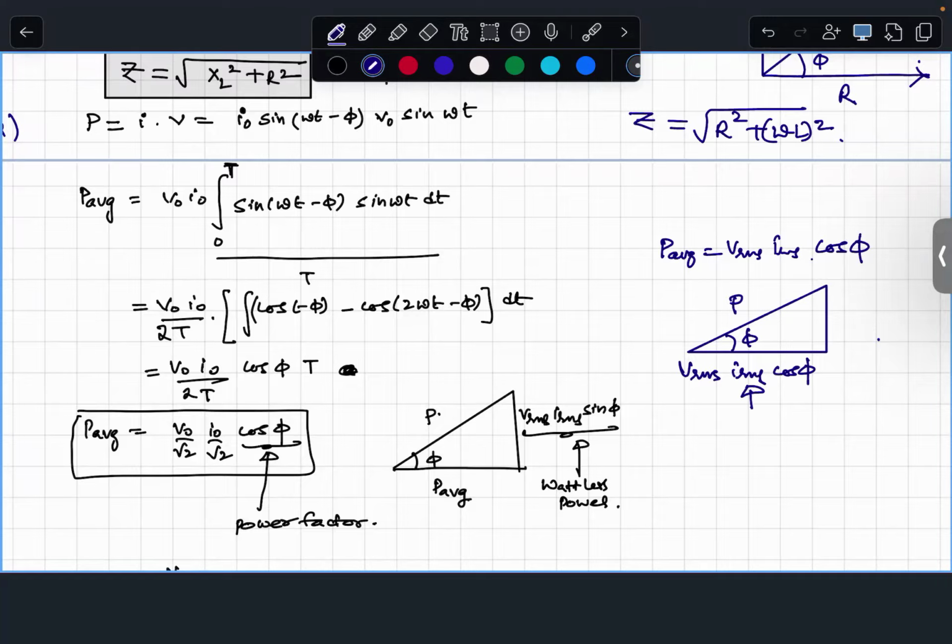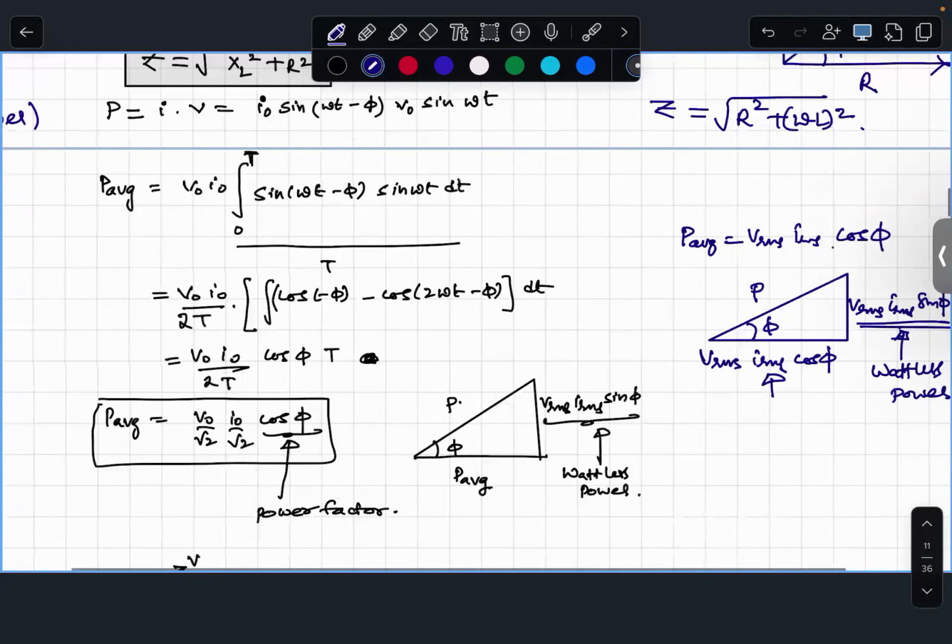And the component which does not convert to heat, which is wattless, is V RMS, I RMS, sin phi, which I have already introduced earlier. This is called wattless power. This is not a loss. The average energy is stored or restored.